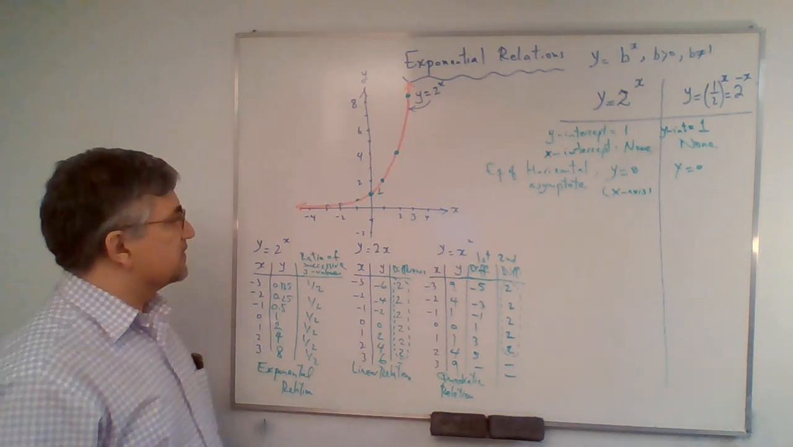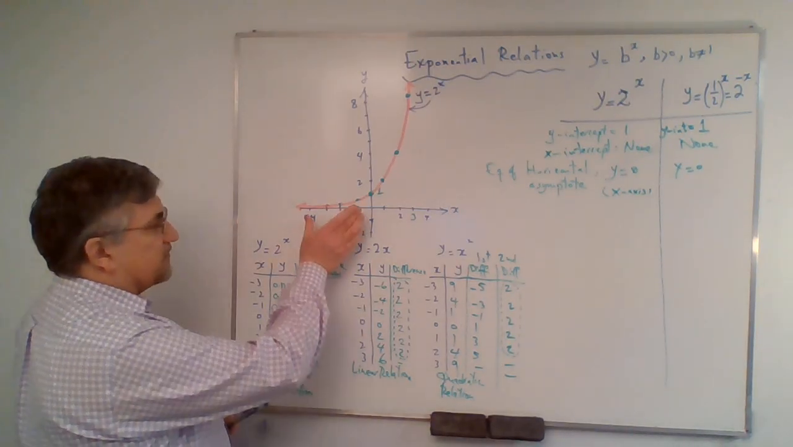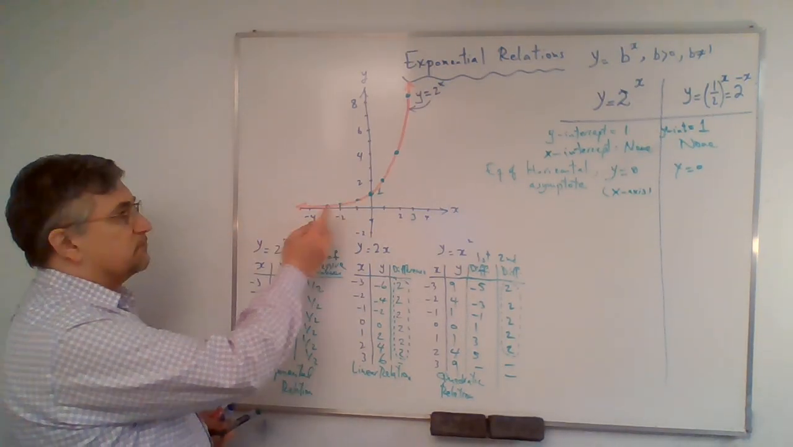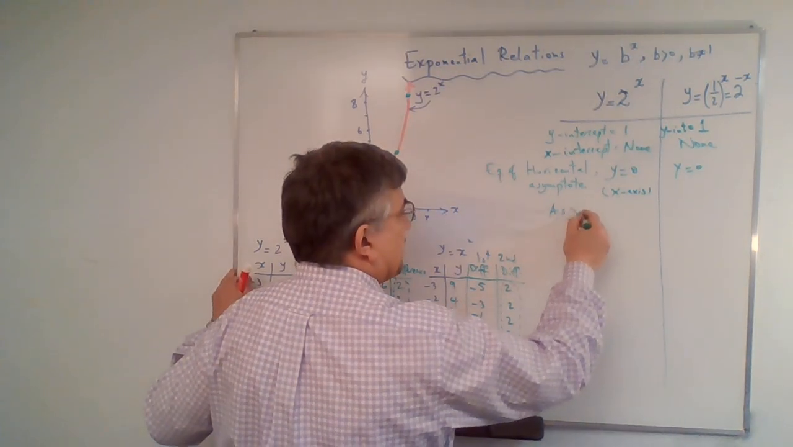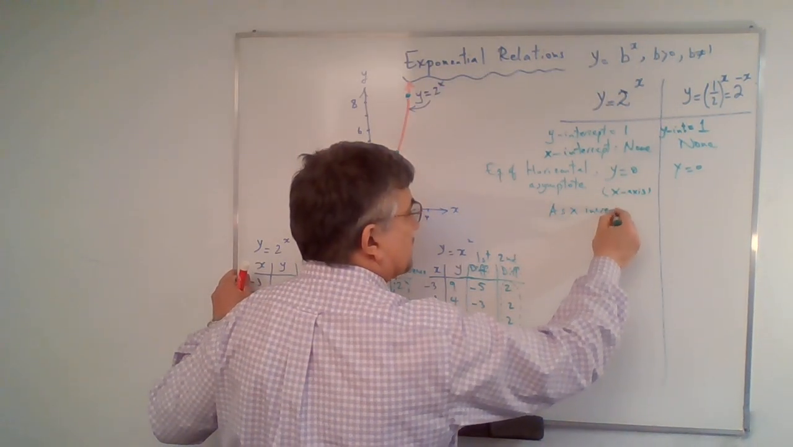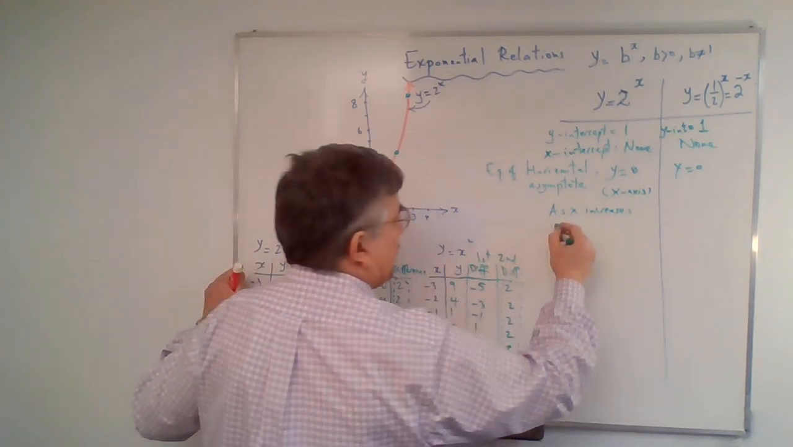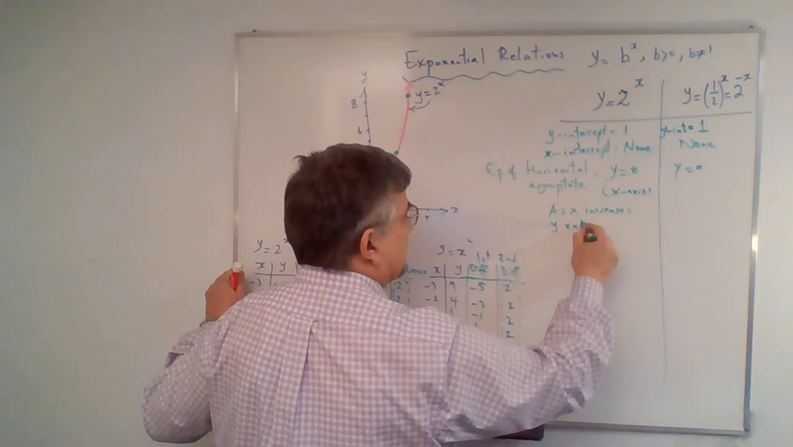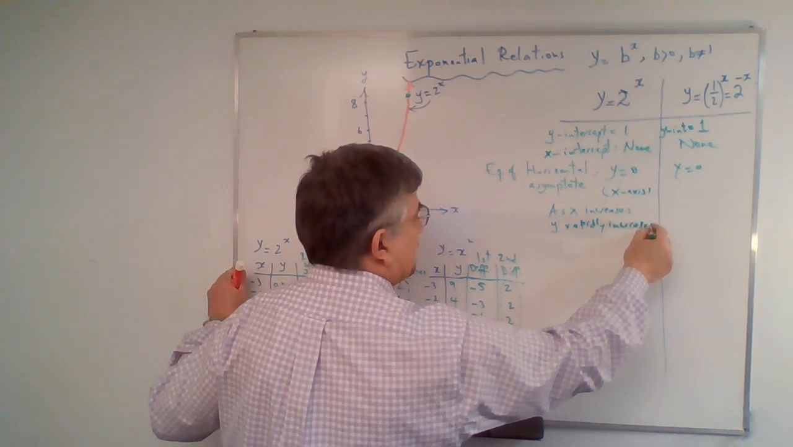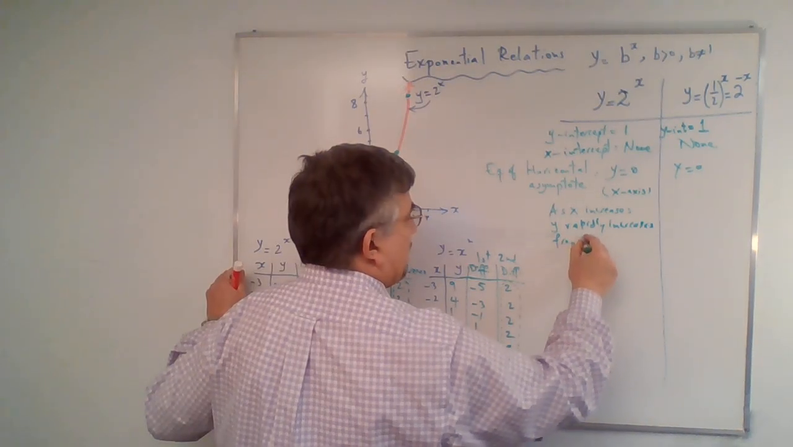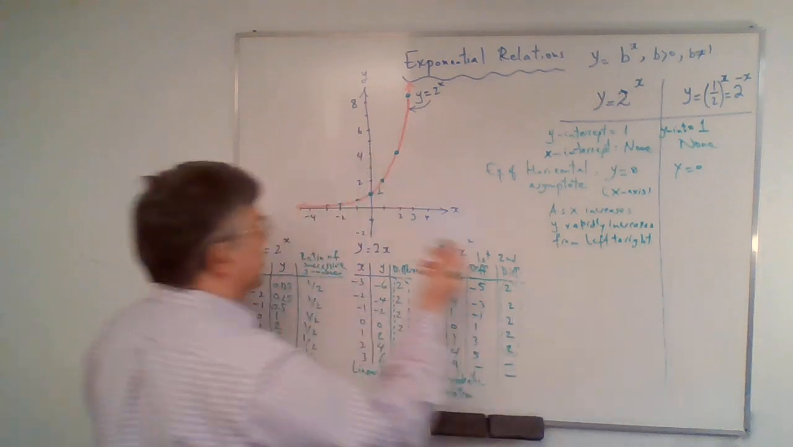Another thing we can say here is that the graph is almost horizontal on the left, but it's rapidly increasing on the right. So I can say here, as x increases, y rapidly increases, from left to right. That's one thing we can say.